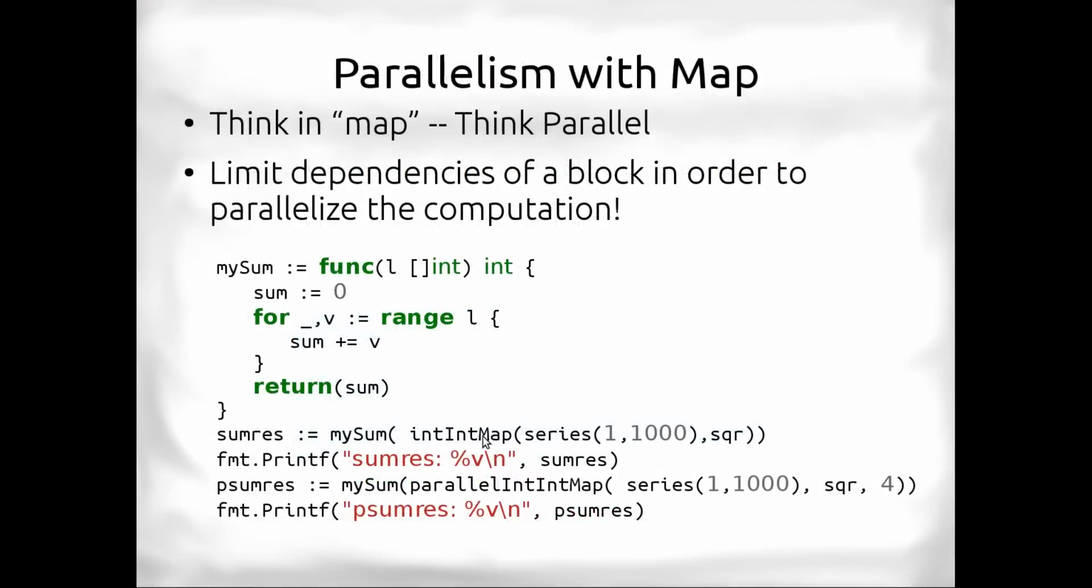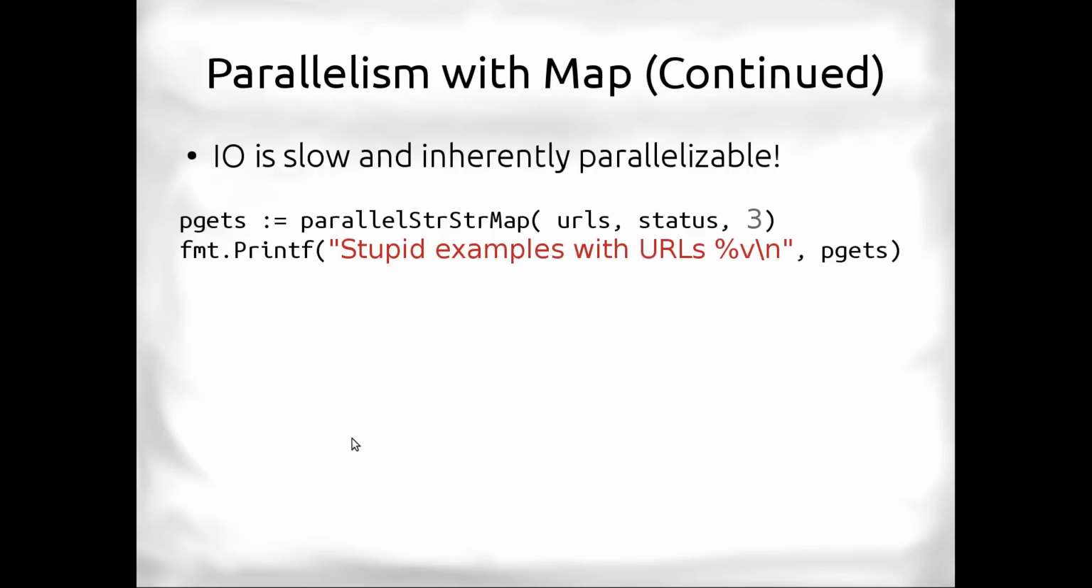Int map or parallel int map, these could be the same function. Semantically, we just want all the squares of these returned and then summed. Okay? So what we can do is we can make int map.